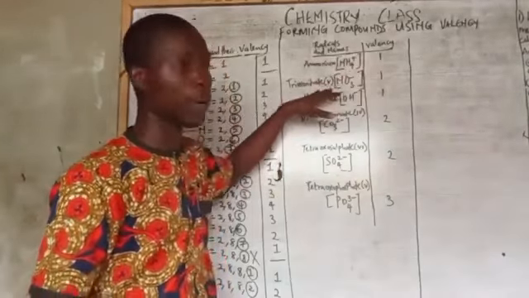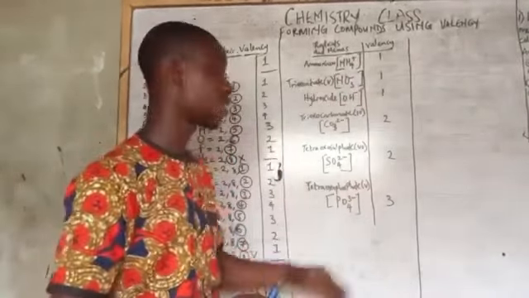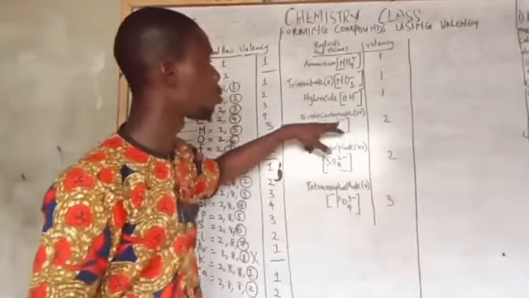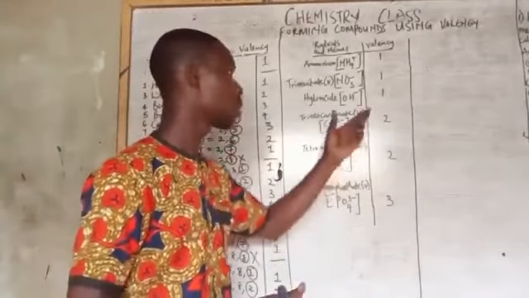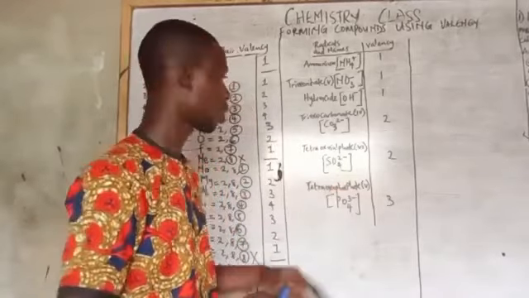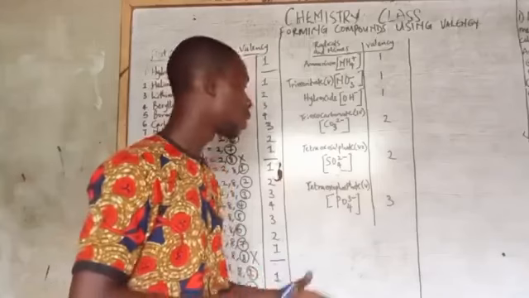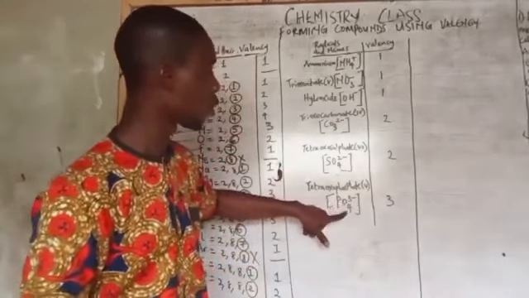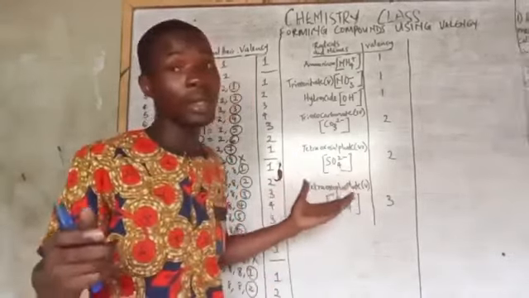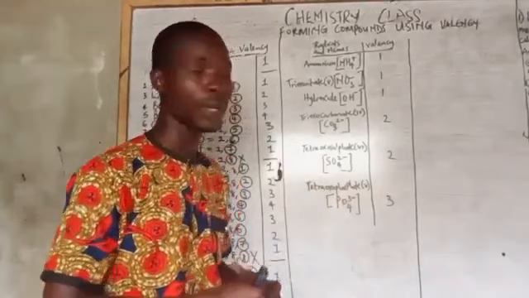Similarly, trioxonitrate 5, the valency of trioxonitrate 5 is always 1. The valency of hydroxide is 1. However, for trioxocarbonate 4, the valency is 2 minus, we have the 2 minus, so the valency is 2. For tetraoxosulfate 6, the valency is 2 as well, as the ions indicate. Tetraoxophosphate 5, the valency is 3. PO4 3 minus, so the valency is 3. We can determine the compound if we are given radicals and its valency.